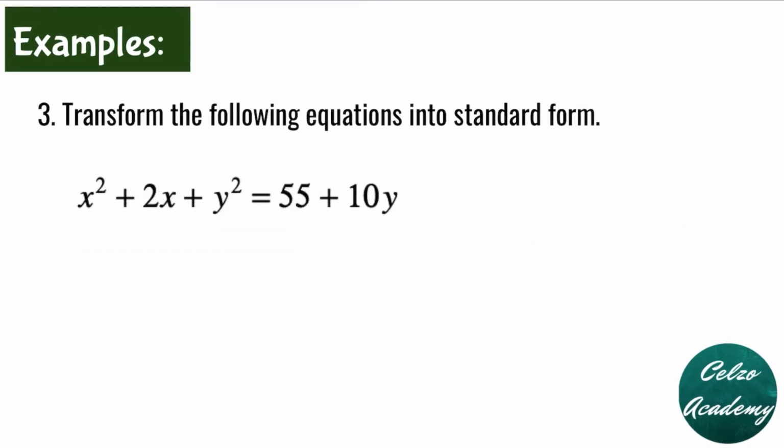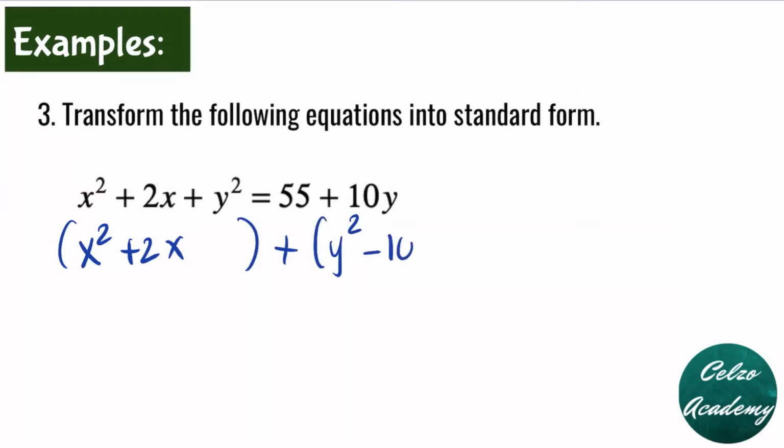Question number 3. x squared plus 2x plus y squared is equal to 55 plus 10y. So the first thing that we need to do here is transfer 10y over to the left, and that becomes negative 10y. So now we will have x squared plus 2x, I will leave a space, plus we have y squared minus 10y, leave a space, is equal to 55. Next, we need to do completing the square by adding a third term for each group.